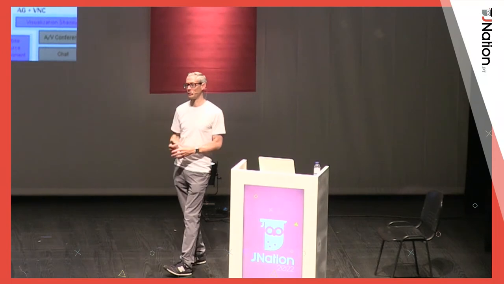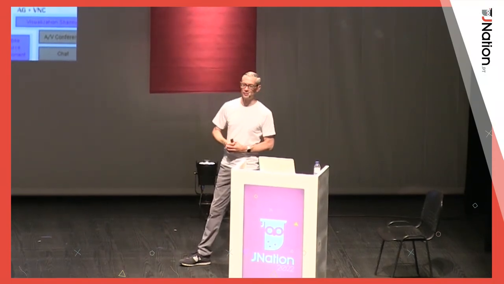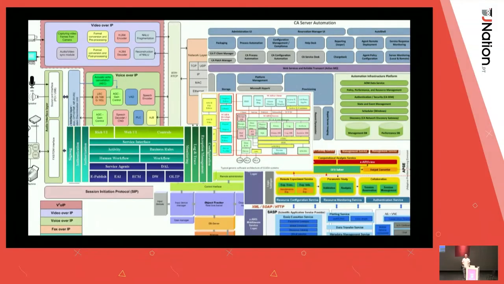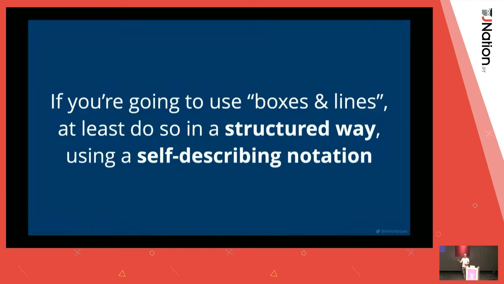If you go look up software architecture diagram on Google, you get stuff like this. And these diagrams kind of look nice, but there's no content behind them, really. So if teams don't want to use UML, where do we go? And really, this is my advice here. If you are going to use a boxes and lines style notation for drawing software architecture diagrams, make sure you do so with some degree of structure.